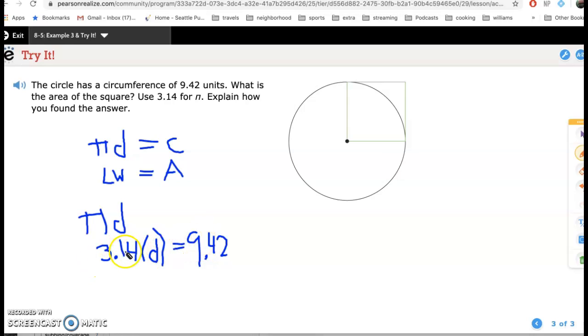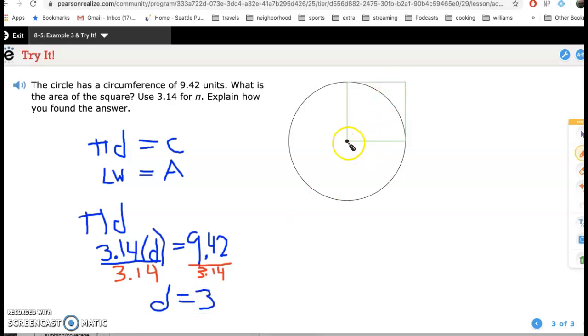So if I figure out that, what I do is I divide both sides. Let me change my color so we see what we're doing here. By 3.14, right? And we're going to divide this by 3.14 as well. And when I do so, I find that d is going to equal 3.